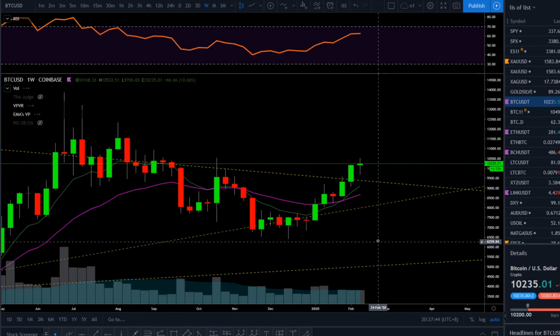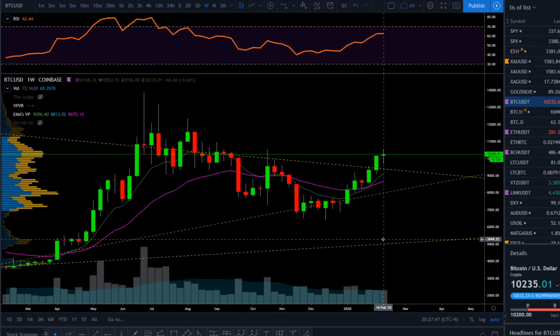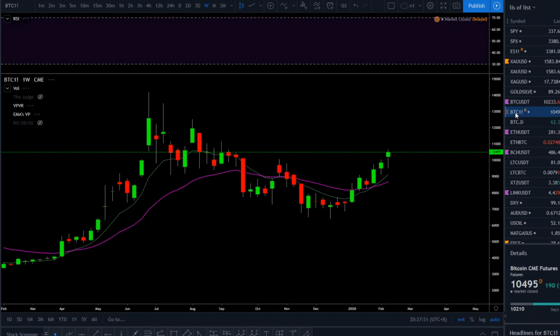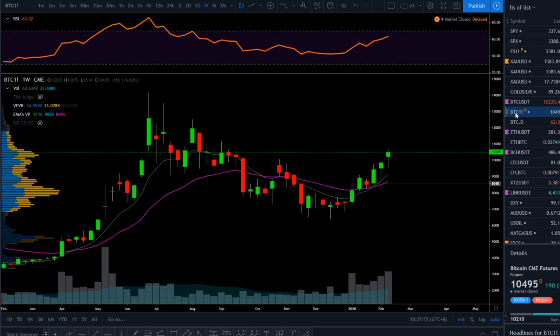Let's have a look at the weekly. The weekly just closed. Well, the weekly hasn't closed. I mean, maybe let's have a look at the futures on the CME. So this is the weekly, right? And it has closed, and some people actually say that we should pay more attention to the CME. And have a look here.